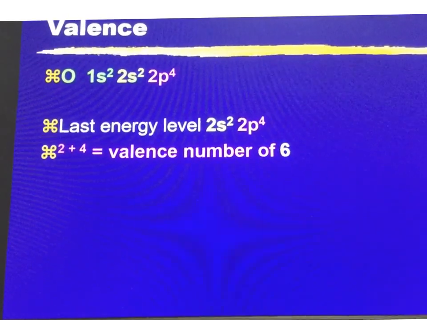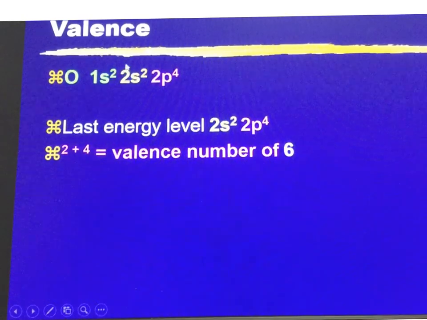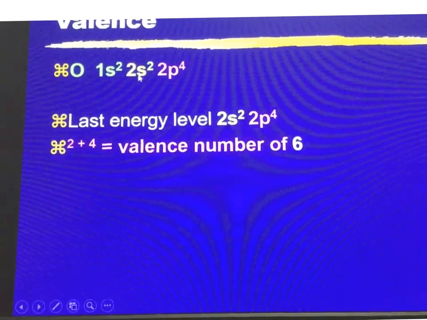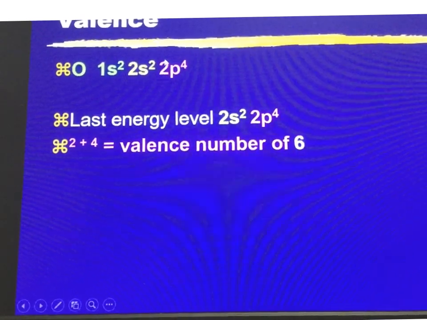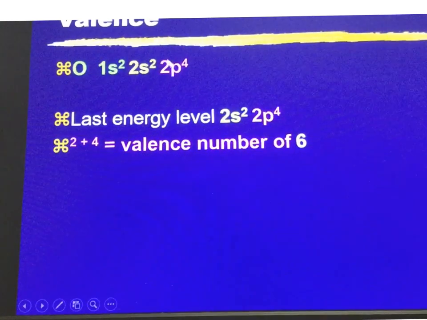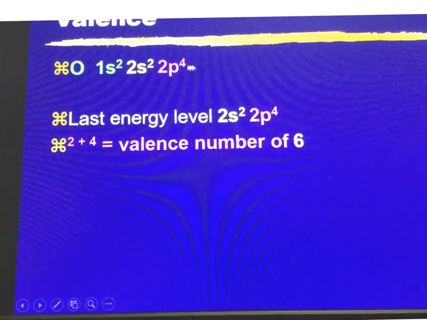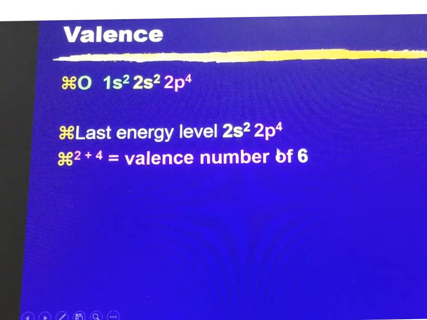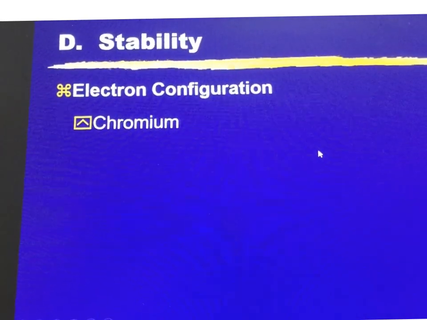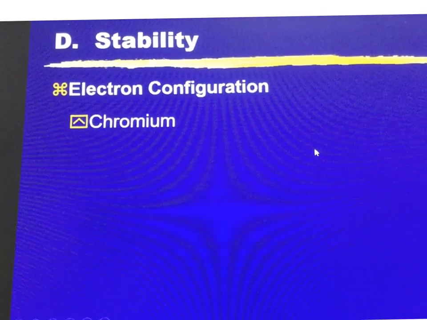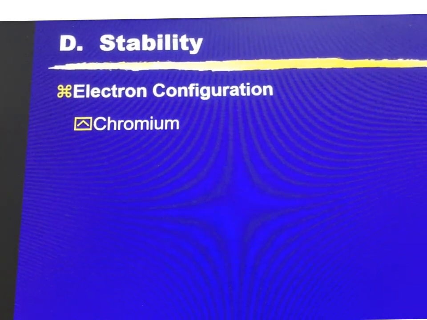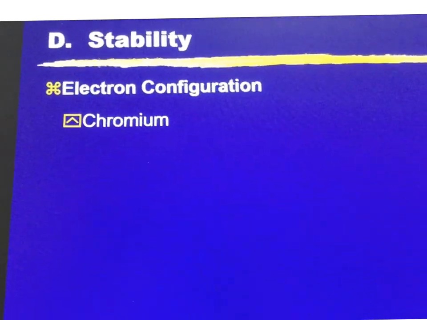Okay, so now if we have oxygen, oxygen is 1s2, 2s2, 2p4. That last energy level is the S and the P of your last energy level, or the 2's. So now 2 plus 4 gives you a total valence of 6. Now you're going to notice that in each group, the valence is going to be the same. It's going to be a little different if you are in the D section, but let me show you something else real quick.